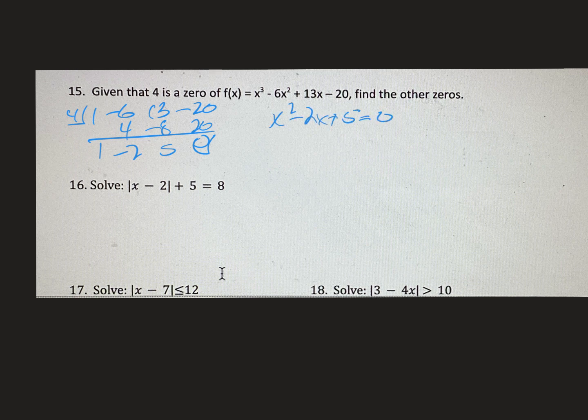Now you have 2 options here. I'm going to go ahead and tell you that's not going to factor. So you can complete the square or you can do your quadratic formula. Because that 2 is even, I'm going to complete the square. I'm going to move the negative 5 over. Half of negative 2 is negative 1.